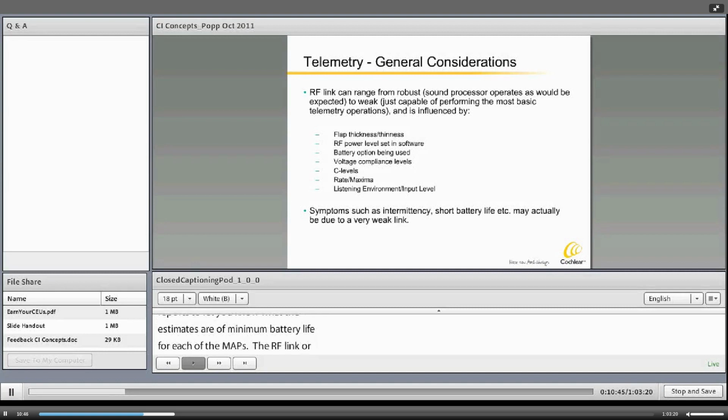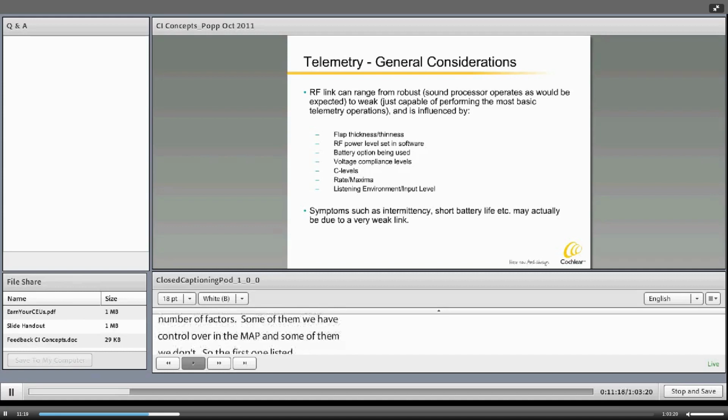The RF link, or the radio frequency link, that exists between the transmitter coil and the internal component of the cochlear implant system can range from a very robust and strong link to a weak or intermittent link. And that communication can be influenced by a number of factors. Some of them we have control over in the map, and some of them we don't.